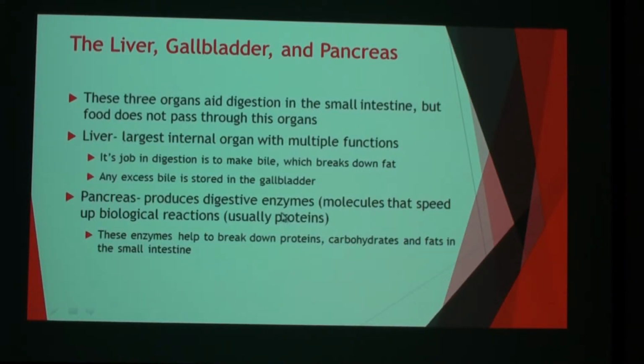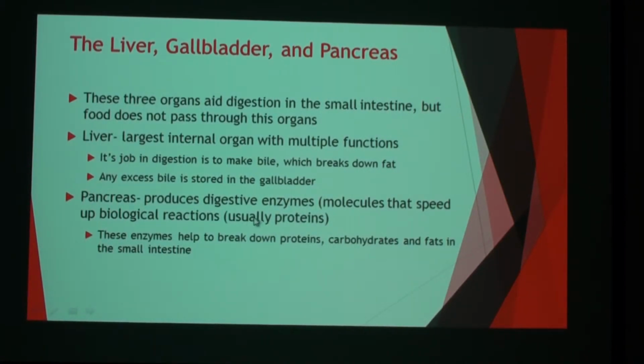For example, the liver is the largest internal organ with multiple functions. Its job in digestion is to make bile. And bile is a little chemical that allows us to break down fat. Any excess bile that the liver makes is stored in the gallbladder. Then we have the pancreas.